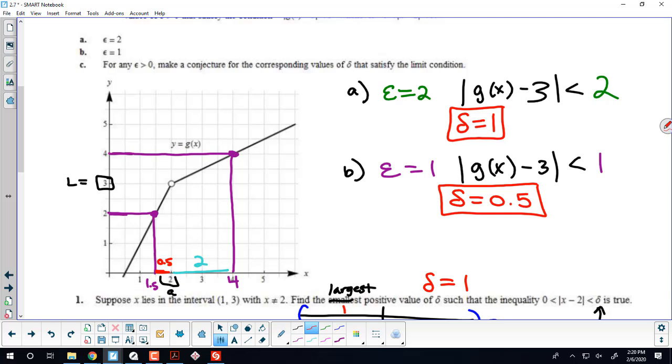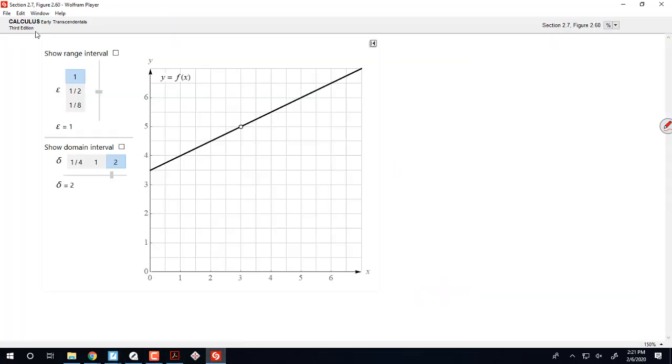So that means we're kind of thinking of it in reverse. If I want to be within 1 unit in either direction of 3 on the y-axis with this particular function, then that says that I have to be within 0.5 units of 2 on the x-axis for that to happen. Part A, if I want to be within 2 units of 3 on the y-axis, then I have to be within 1 unit of 2 on the x-axis. So we'll look at a picture. It's just giving us the distance from the x and the y-axis as we traverse along.